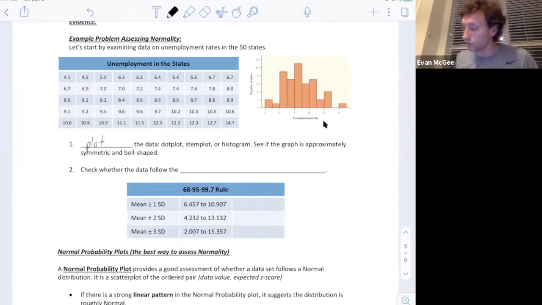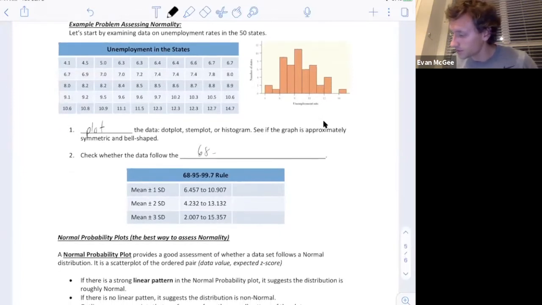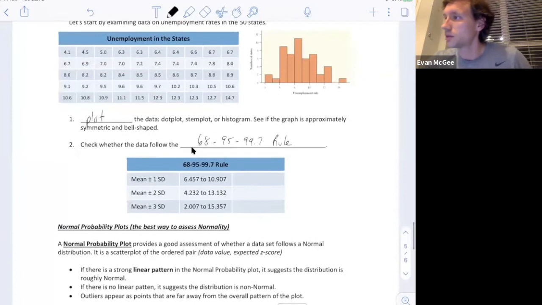But if it is normal, we'll know that it's going to follow the 68, 95, 99.7 rule. If it follows this rule, which may also be called the empirical rule, then we can say it's approximately normal. What I've done, and what I'm never going to ask you to do, but what I want you to know is an option, is that you can find the mean and the standard deviation, which I'm going to give to you here. The mean is 8.682, and the standard deviation is 2.225.